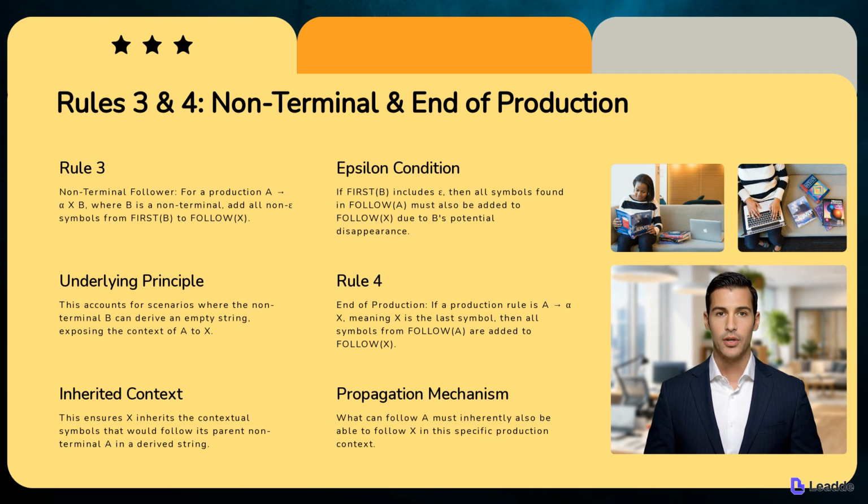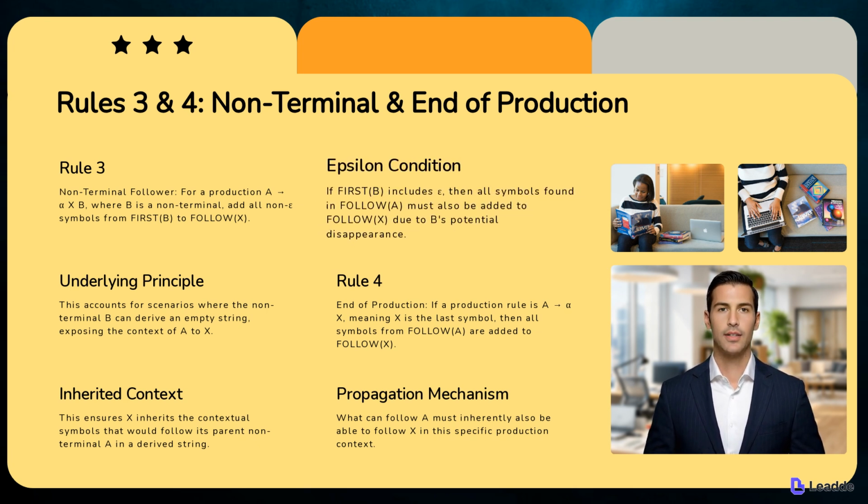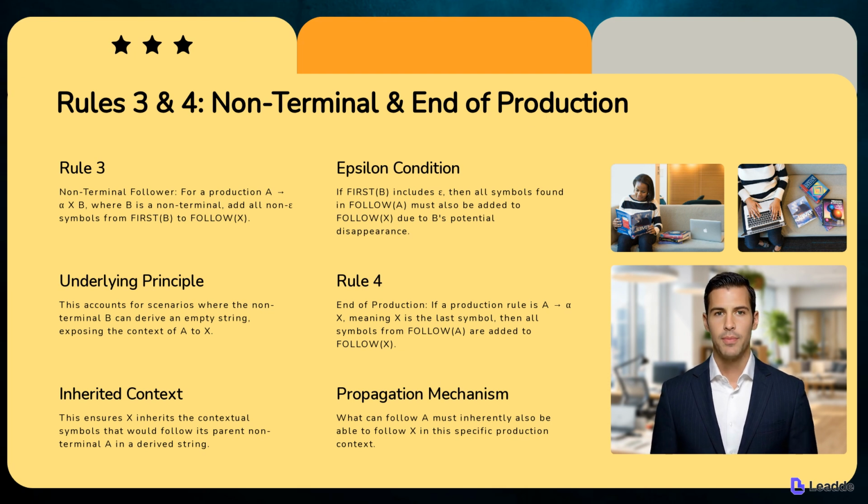Rule 3 applies to a non-terminal follower. For a production A produces alpha XB, where B is a non-terminal, we add all non-epsilon symbols from the first of B into the follow of X. There is an important condition: if the first of B includes epsilon, then all symbols in the follow of A must also be added to the follow of X, accounting for B's potential disappearance.